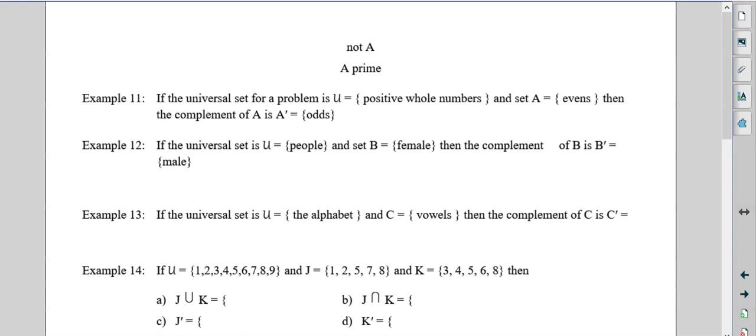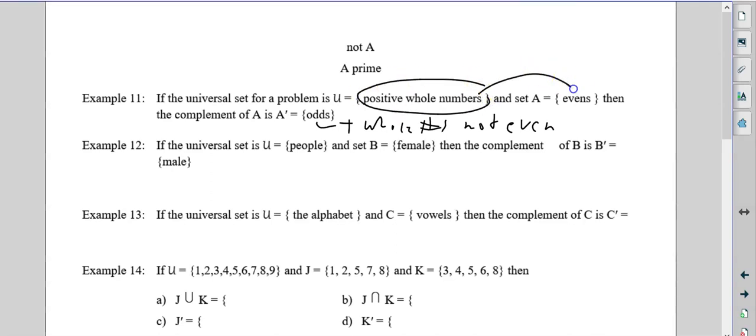All right, so example 11. If the universal set U, that fancy U, is positive whole numbers, and set A is evens, then the complement would be positive whole numbers that are not even. Now, obviously, you don't write that out. I'm just explaining what it is. That's what you have to ask yourself: what is in this set that's not in that set? What's missing, basically? Okay?